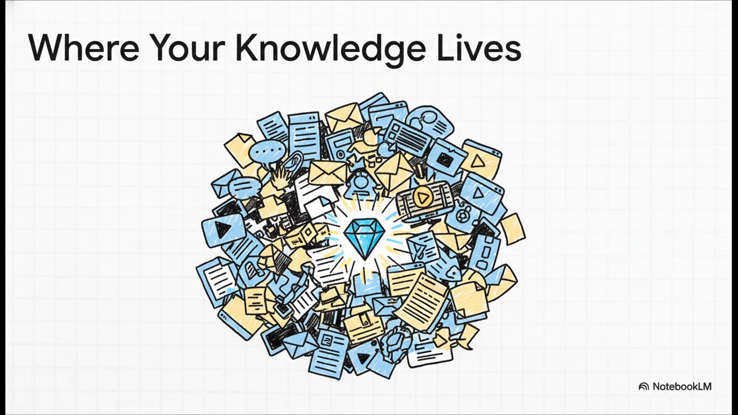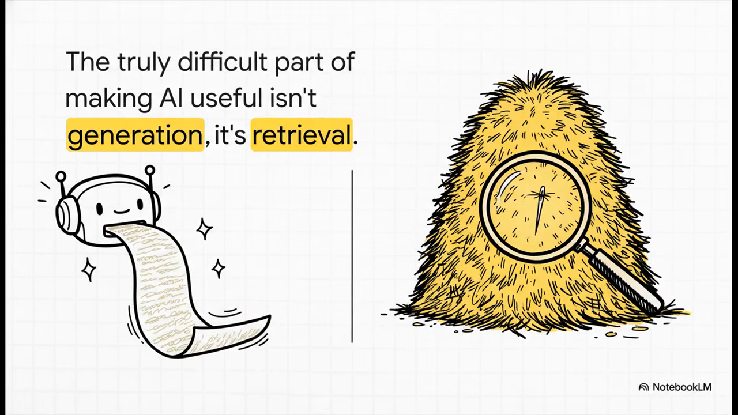Just think about it for a second. All the real, hard-won expertise of your entire organization lives in PDFs, support tickets, Slack messages, formats that are a total nightmare for a computer to understand. And this brings us to the absolute heart of the matter. We've gotten incredibly good at the generation part, at making AI that can write well. The truly difficult part, the thing that separates a cool demo from a tool people can rely on, is retrieval. It's about finding that one right piece of information in a gigantic, messy haystack of data.